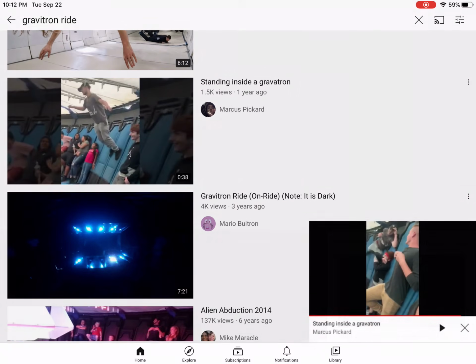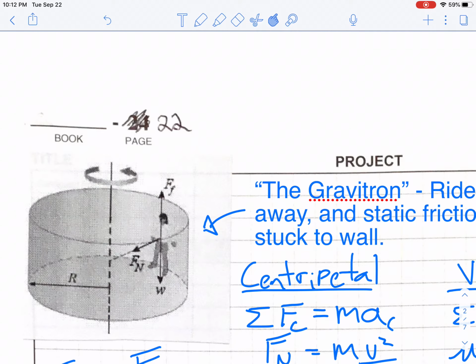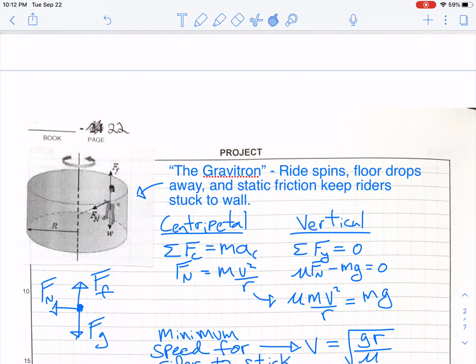Circular motion got the best of it. So, there you go. You can hunt down more incidents of Gravitron shenanigans on the internet if you choose.